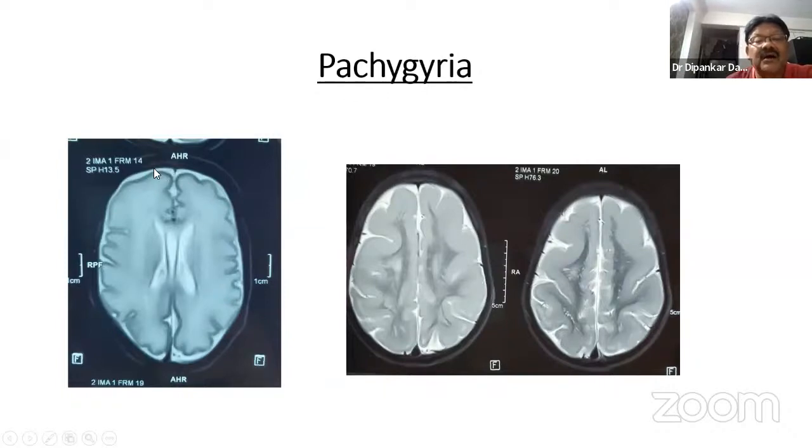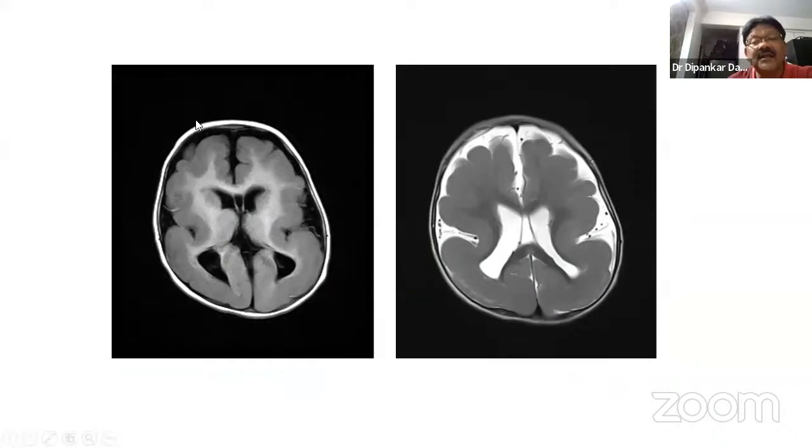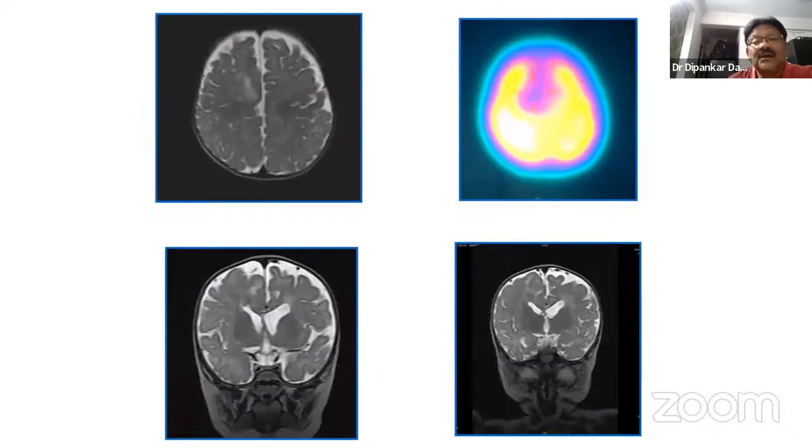See, this is the cortex. This thin, relatively hypointense layer is the cortex. But here, the cortex is from here to here. And this black one is the myelinated white matter. So this is pachygyria because cortical thickening is there. This is another patient with pachygyria. Pachygyria and lissencephaly together are called the agyria-pachygyria complex.